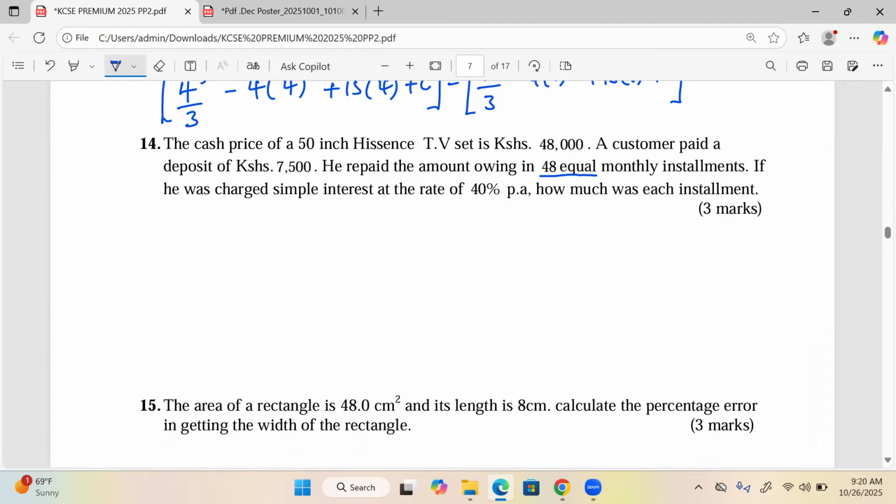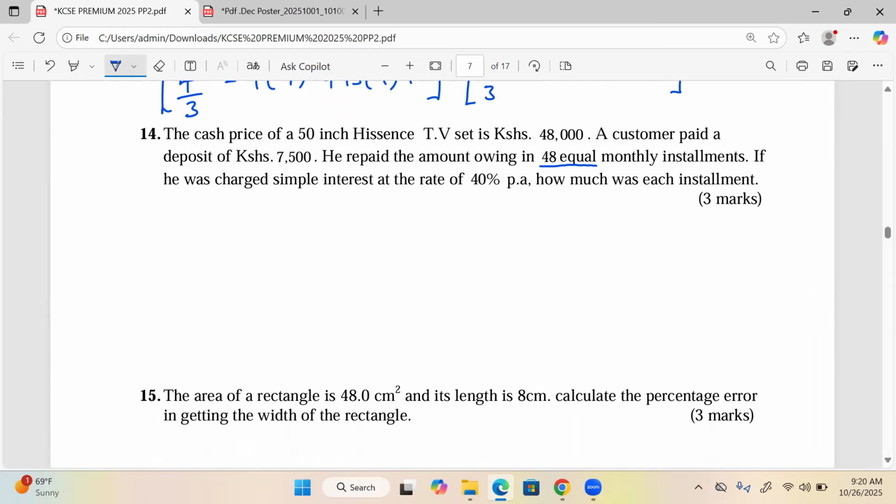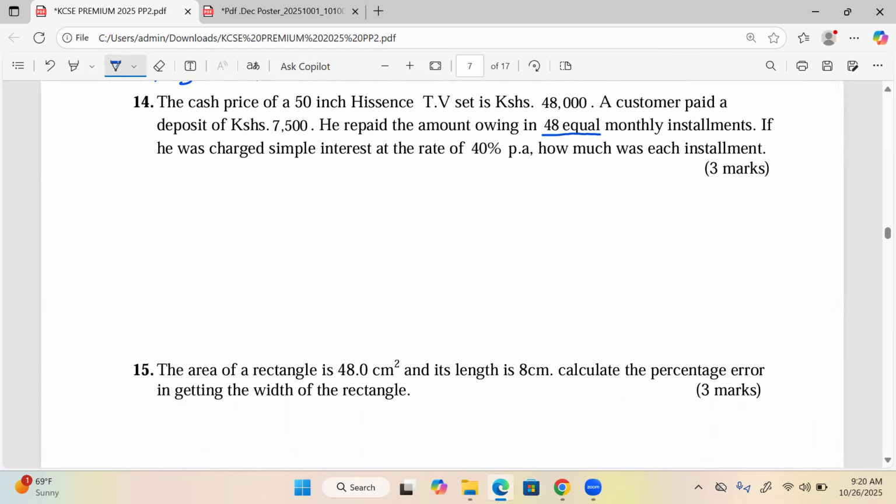This is a powerful question, very interesting, and I want you to follow through as you listen to how we are supposed to approach it. You're supposed to know that the balance after the deposit has been made usually earns interest, and that is the meaning of hire purchase. You can't pay the balance as it was. It has to earn some interest. So let's get the balance first.